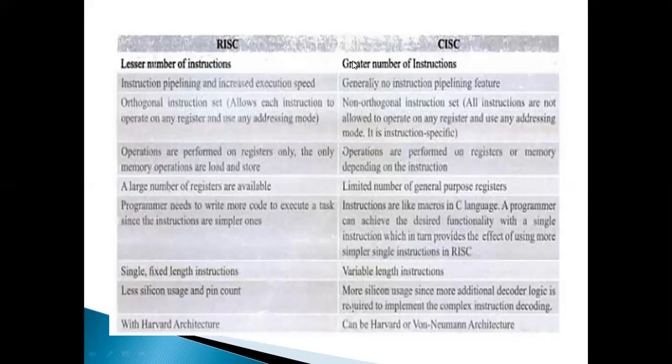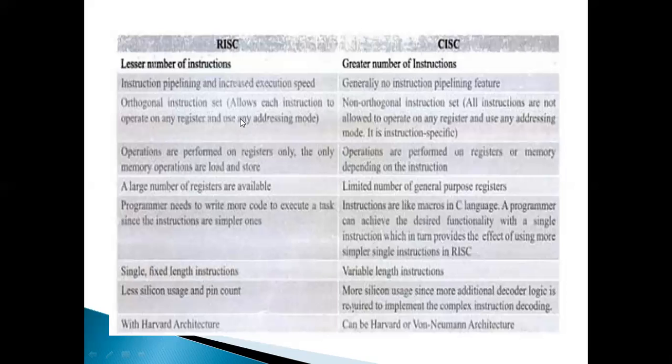Next, microprocessor and microcontroller follow two architectures. One is called RISC and the other CISC architecture. RISC stands for reduced instruction set computers, and CISC stands for complex instruction set computers. In reduced instruction set computers, fewer instructions are there. In CISC, a larger number of instructions are there. RISC supports instruction pipelining. In CISC, no instruction pipelining.